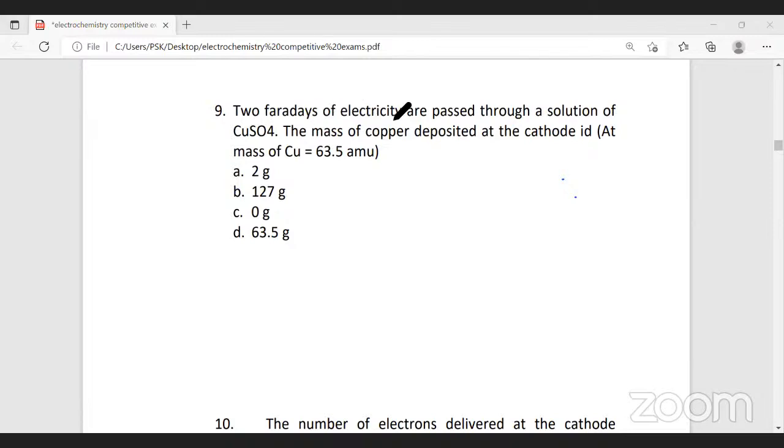2 Faradays of electricity are passed through a solution of copper sulfate. The mass of copper deposited at the cathode is? The atomic mass of copper is 63.5. Copper sulfate will dissociate to form Cu2+ and SO4 2-.